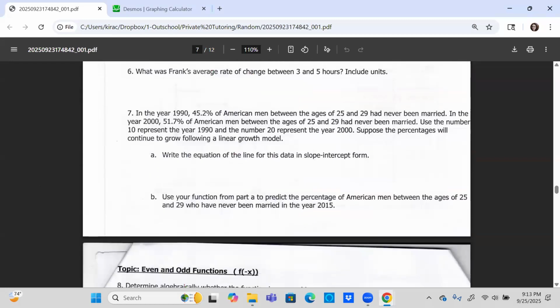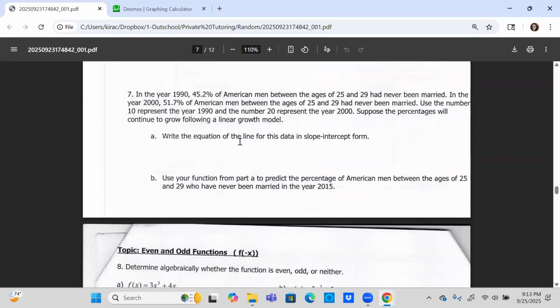Okay, in the year 1990, that percentage of American men between 25 and 29 have never been married. In the year 2000, 51.7 have never been married. Use the number 10 to represent 1990. So this is really going to be 10. And the year 20 to represent 2000. So this one's really going to be 20. So let's write these points.